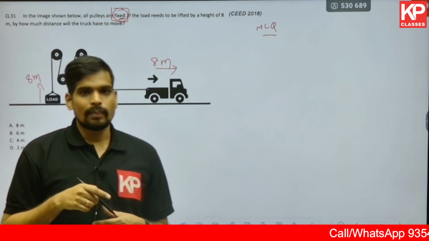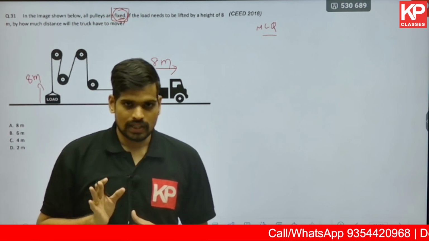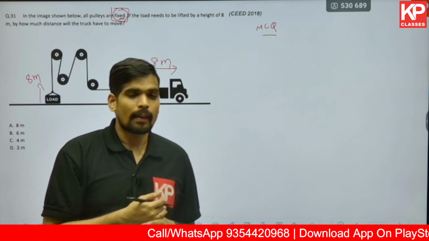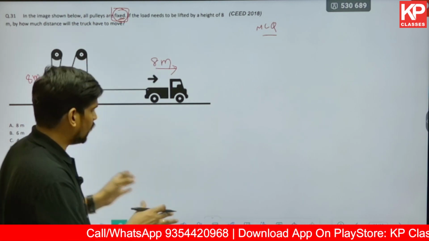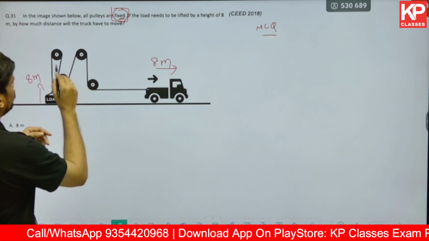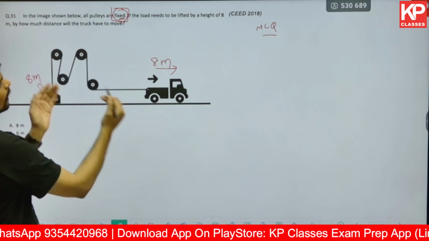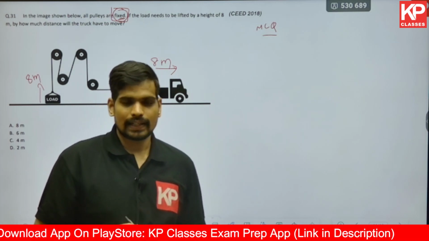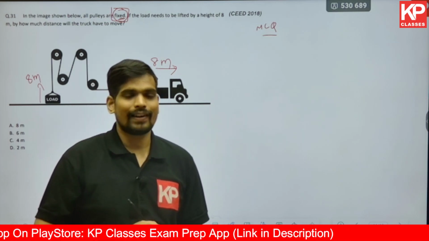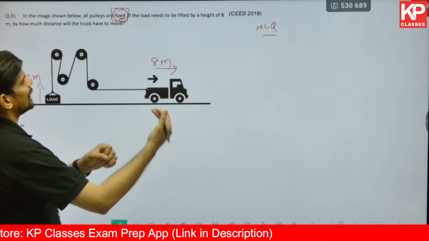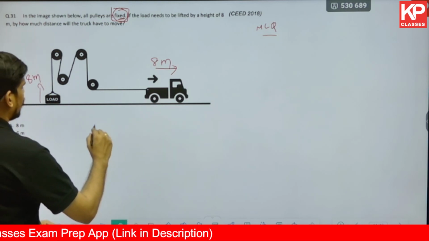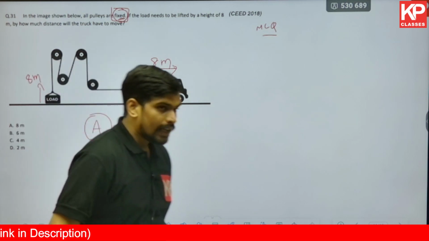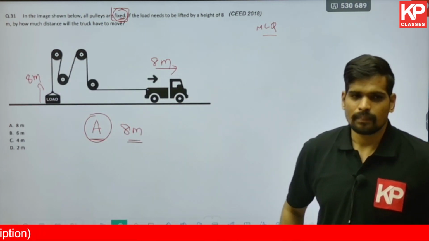Had there been any movable pulleys, the answer would have changed. For every movable pulley, the length moved will become double. If you have one movable pulley over here, which is moving along with the movement of the vehicle, then it becomes double. There will be a mechanical advantage, reducing the force required to lift the load, and also increasing the length. However, because all these are fixed, the answer for this question will be 8, which is option A. This is a past CEED question, a simple conceptual one.